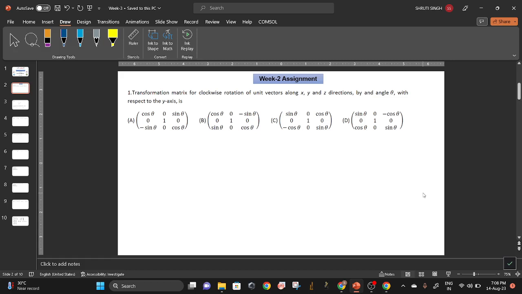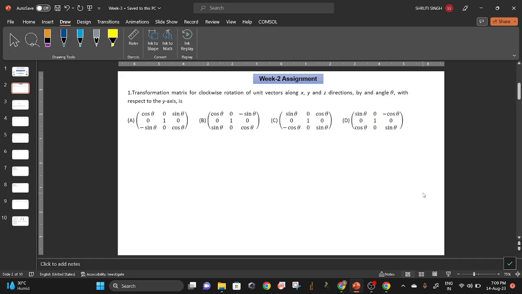then whatever effect we were getting in terms of cos theta and sin theta, that same effect should repeat when we are rotating with respect to it. The effect will be the same, but the matrix will change. When we were rotating about the z-axis, the next axis after z was the x-axis, as per the cyclic rotation.